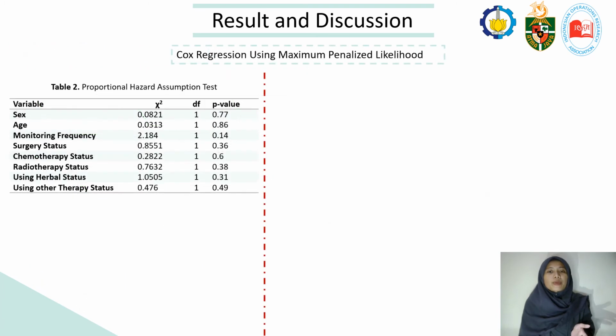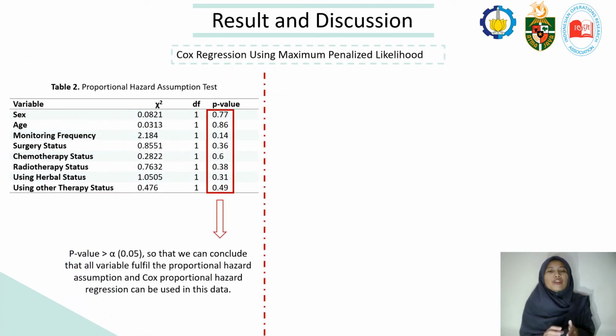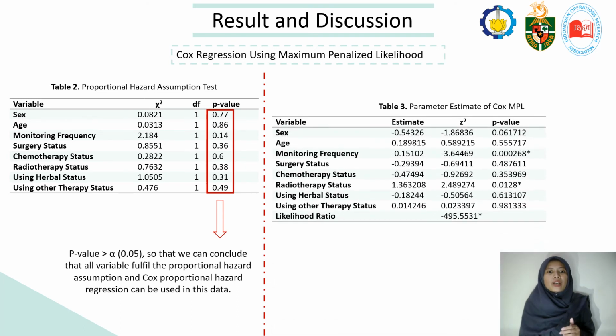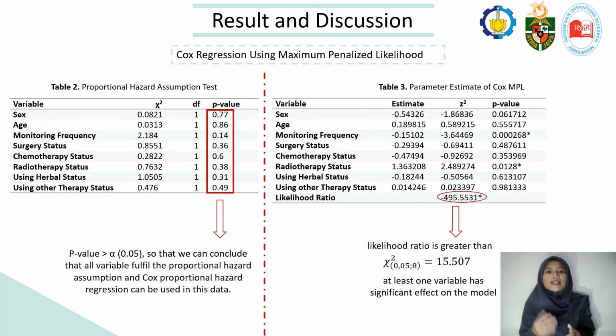Here is the proportional hazard assumption test. We know that the p-value of all variables is more than 0.05, so we can conclude that all variables fulfill the proportional hazard assumption and Cox proportional hazard regression can be used on this data. We also know that the likelihood ratio is greater than chi-squared, which means that at least one variable has a significant effect on the model. And we also know that the monitoring frequency and radiotherapy status are significant variables because they have a p-value less than 0.05.